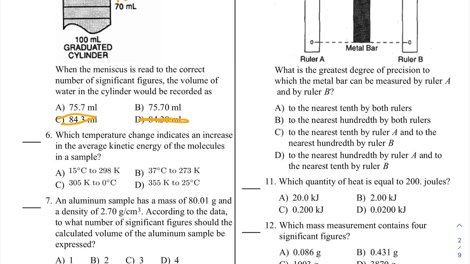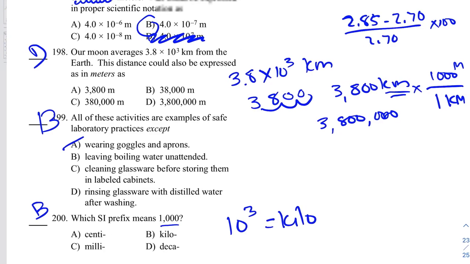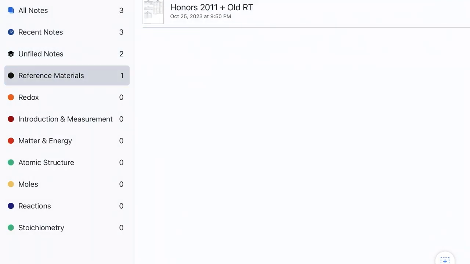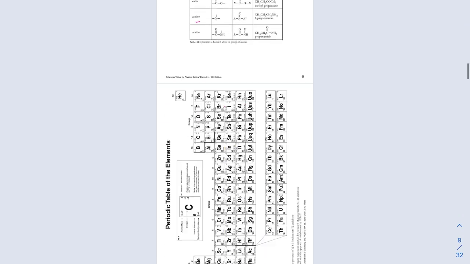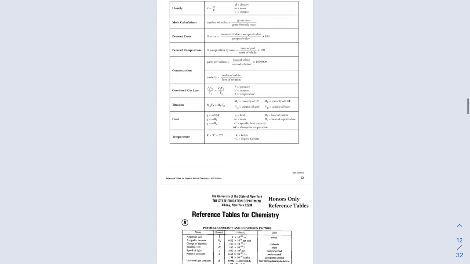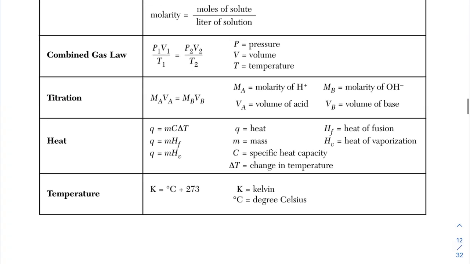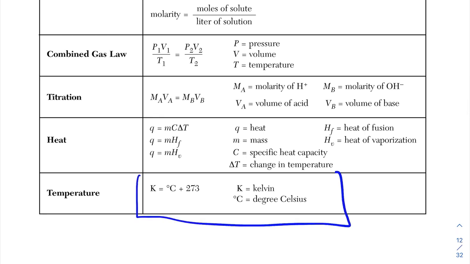Which temperature change indicates an increase in the average kinetic energy of the molecules of a sample? So we don't have the same temperature scale. So let's go to our reference tables. At table T, you will find the formula to convert from Kelvin to Celsius and vice versa. So if you have Celsius, add 273. If you have Kelvin, subtract 273.